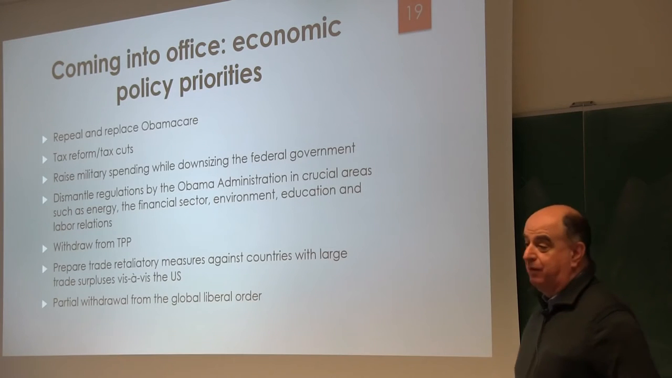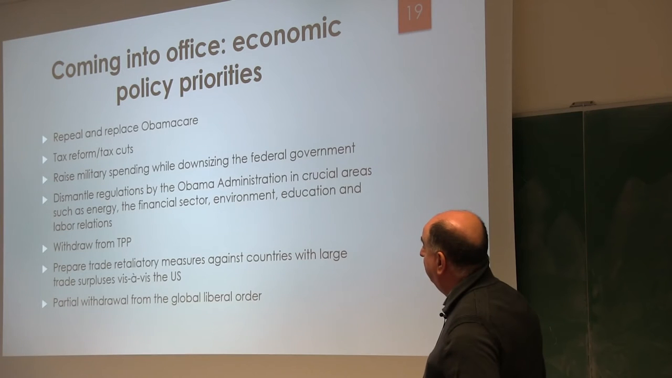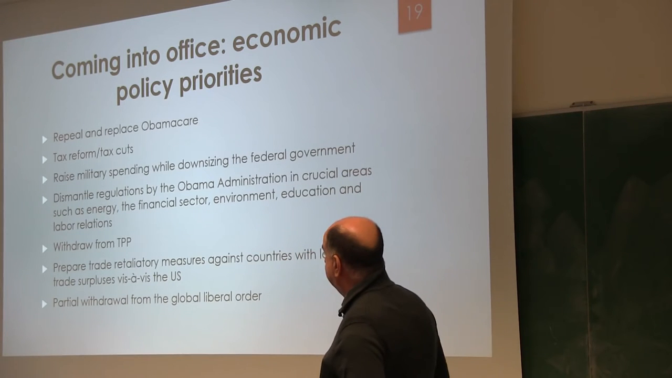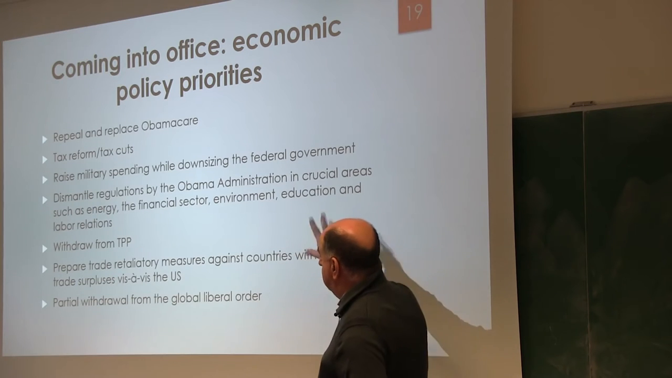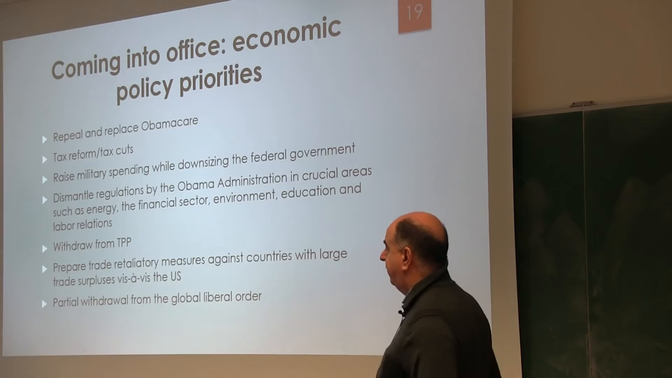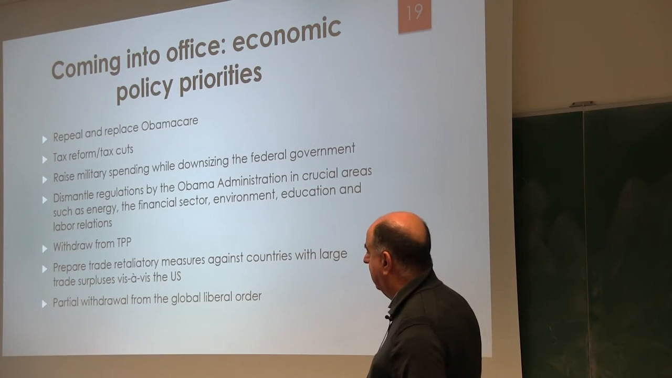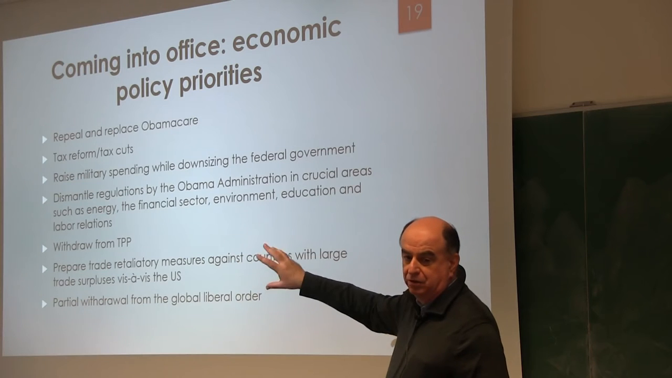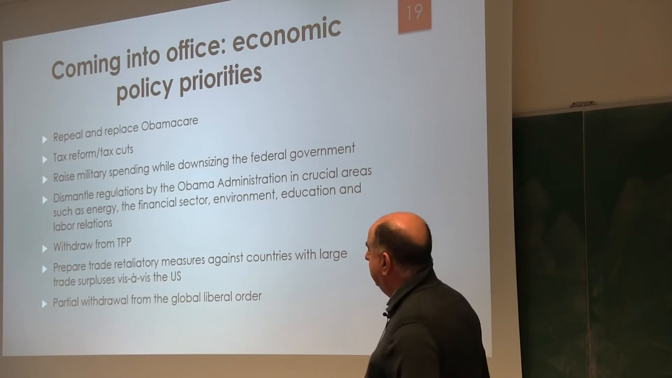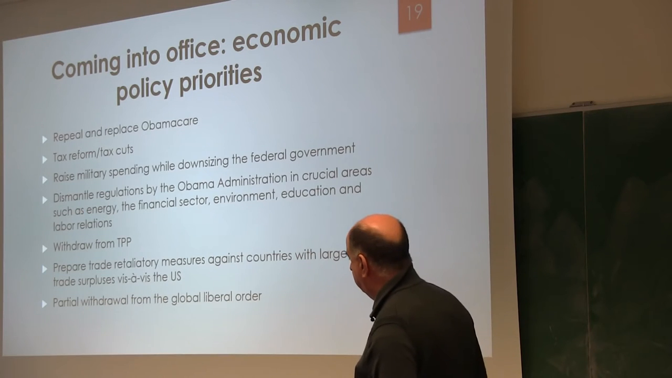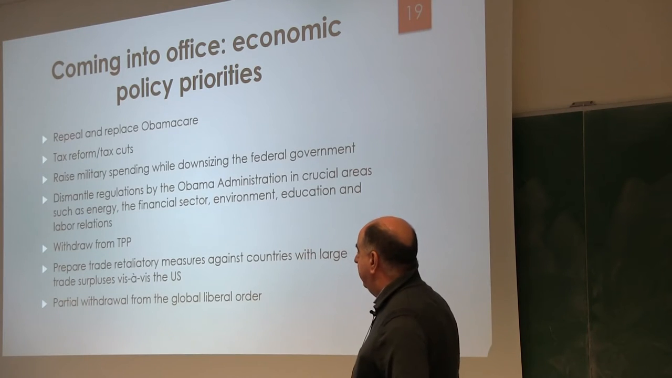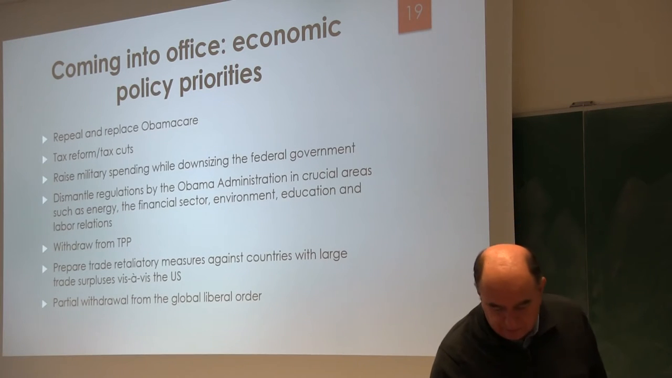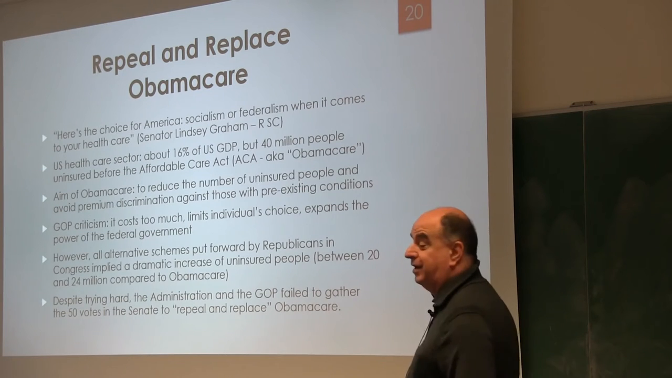So now we go to see what happened during the first year of President Trump. The main points were: repeal and replace Obamacare, tax reform, tax cuts, raise military spending while downsizing the federal government, dismantle regulation of the Obama administration, withdrawal from the TPP, the Trans-Pacific Partnership. That was the first measure that he took, to send immediately the signal that on trade he would stick to his program. The first measure was to withdraw from TPP from day one. Prepare trade retaliatory measures against countries with large trade surpluses vis-a-vis the United States, and partial withdrawal from the global liberal order.